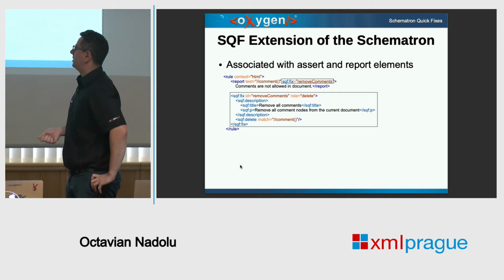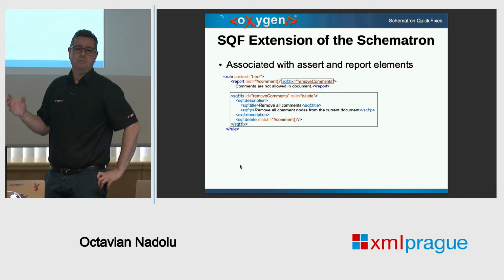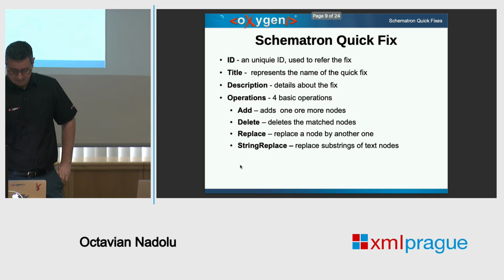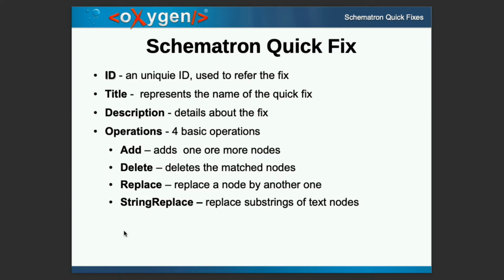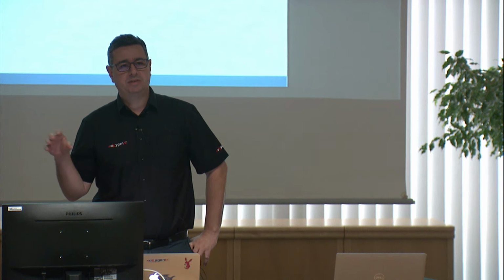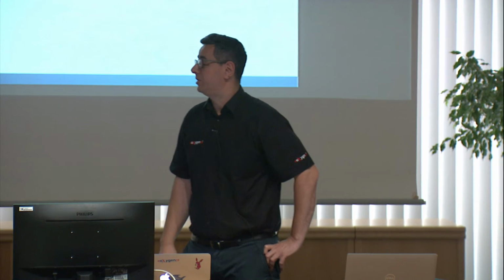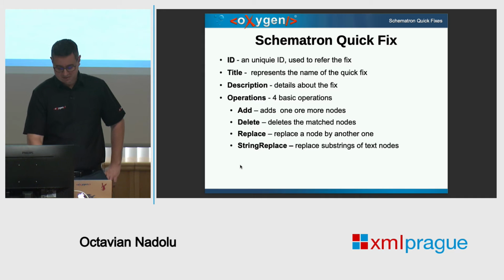So you can define the description of the fix. You can define the operation. In my case here, it's an SQF delete that will delete some comments from the document. The Schematron quick fix must have a unique ID, which should be referred to. Then you need to have a title and a description of the fix that will be presented to the user when they select the action. And then there are 4 operations available: the add, delete, replace, and string replace operations.